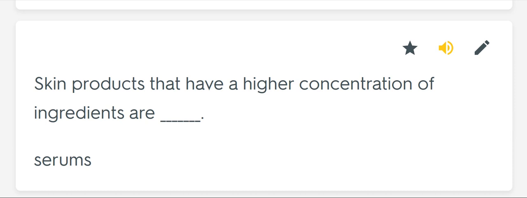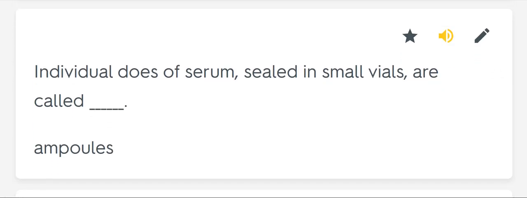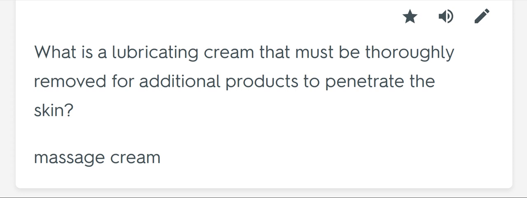Skin products that have a higher concentration of ingredients are blank. Serums. Individual doses of serum sealed in small vials are called blank. Ampoules. What is a lubricating cream that must be thoroughly removed for additional products to penetrate the skin? Massage cream.